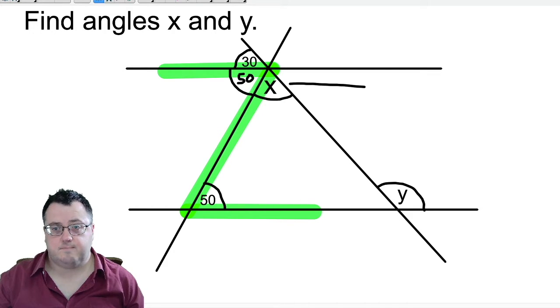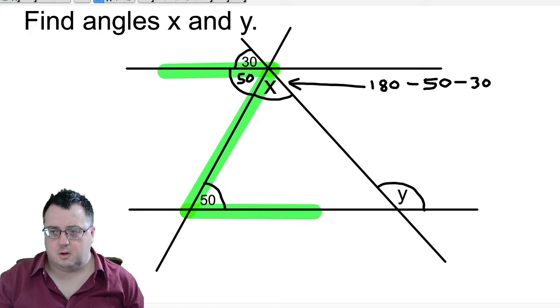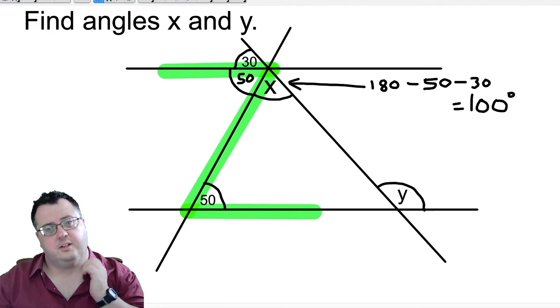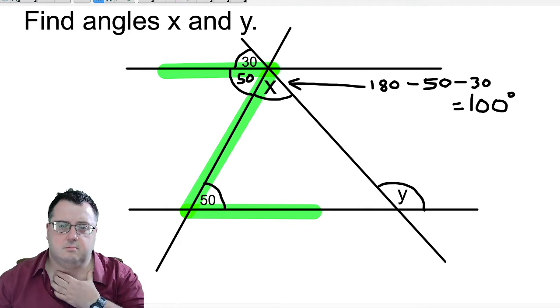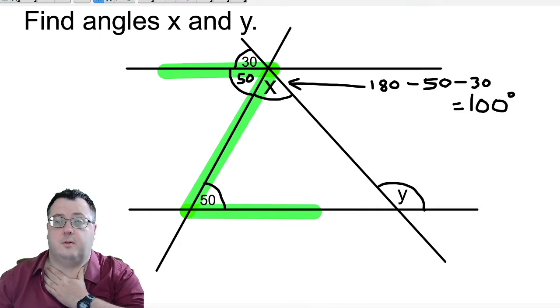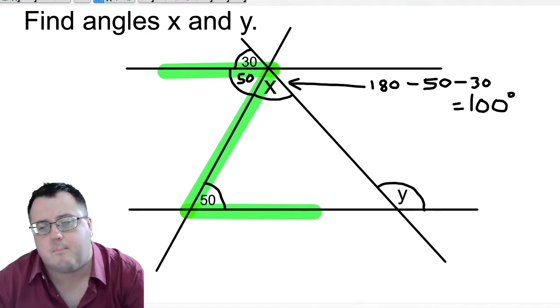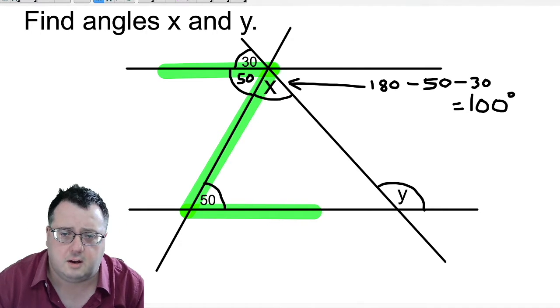And then x will be 180, subtract 50, subtract 30, which is 100 degrees. So I hope that made sense there. You're making use of alternate angles and you are subtracting 80 degrees from 180 because angles on a straight line equal 180.